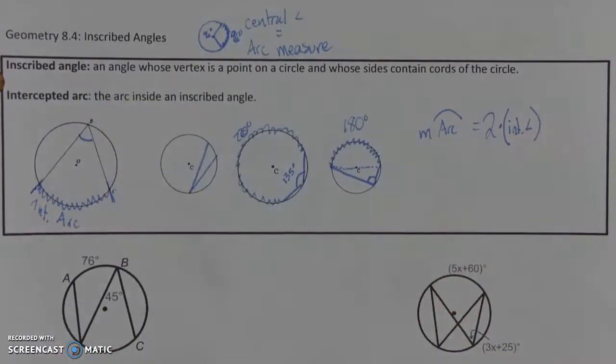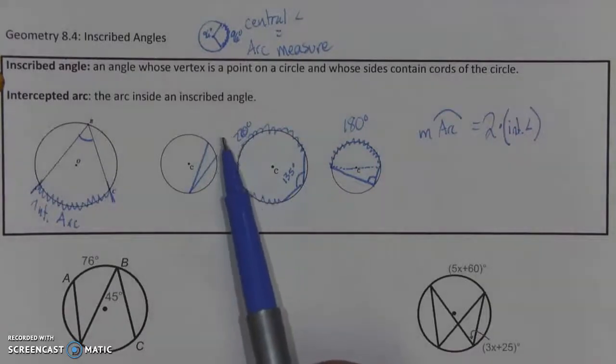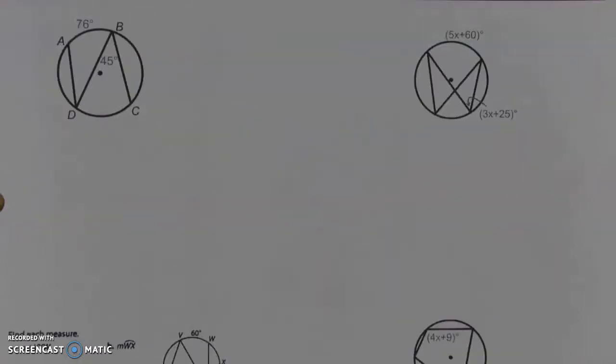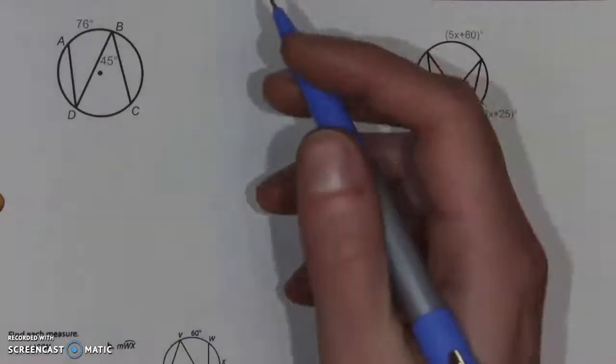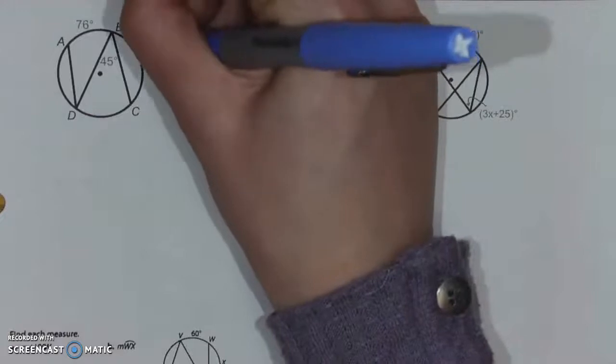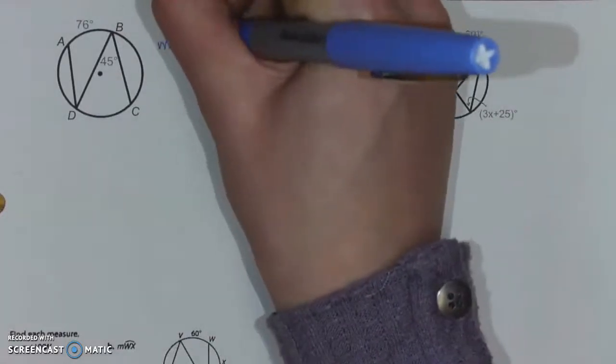Of course, not all of these will be this straightforward. Once you get used to just doubling or halving these measures, you're going to get slightly more complicated pictures and slightly more complicated formulas. So let's look at a few of those. We'll start with this one, which starts out with just practicing the core concept. In this one, let's say I wanted to find the measure of the arc DC.